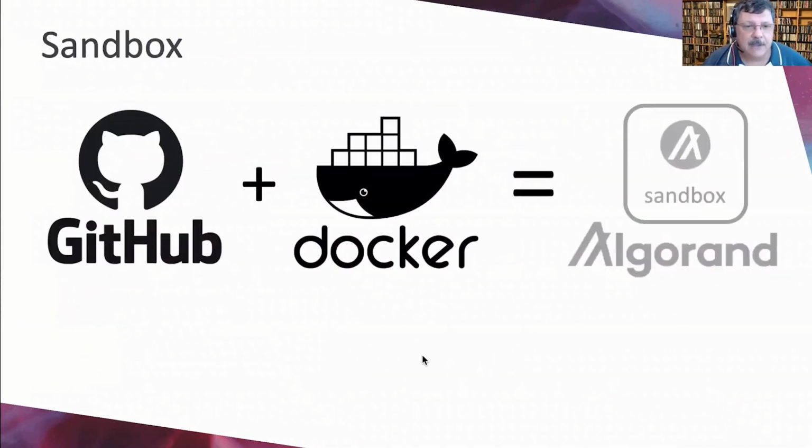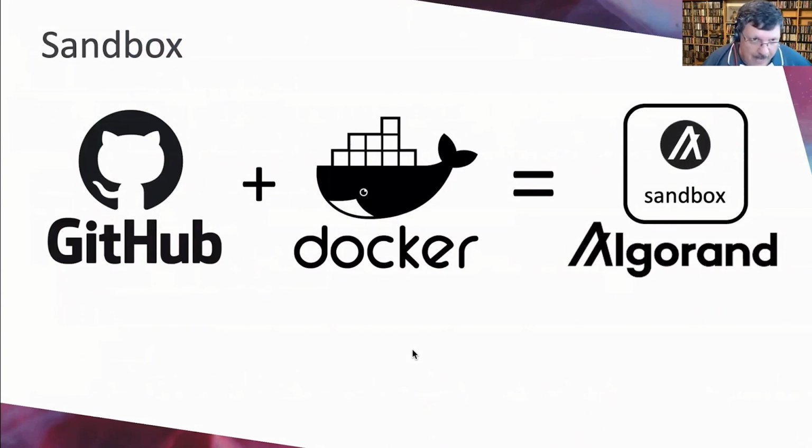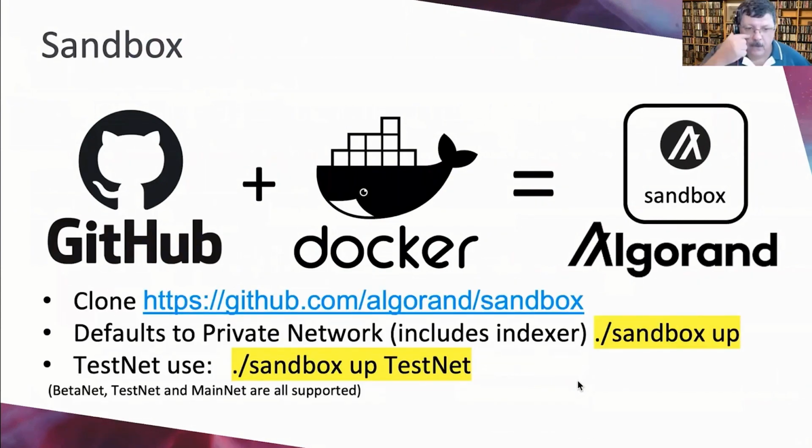Sandbox is simple. Just clone the GitHub repository under Algorand for Sandbox, install Docker, and you're up and running. It defaults to the private network, and you just do sandbox up. If you want to utilize TestNet, it'll be sandbox up testnet.